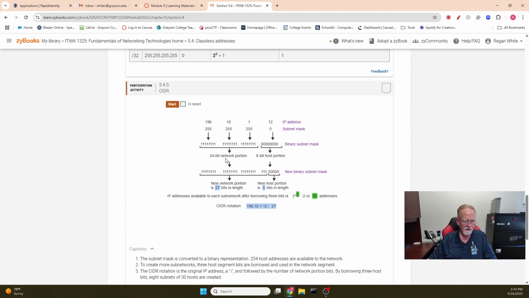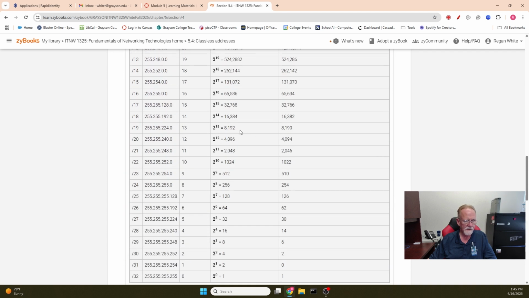The way that we calculate that, so we've got 196.10.1.12. That's the IP address, 255.255.255.0. So this would be, as it stands right now, a /24 because you've got 24 network bits and only 8 host bits. So that would be /24. If we look at our table back up here, we say /24.